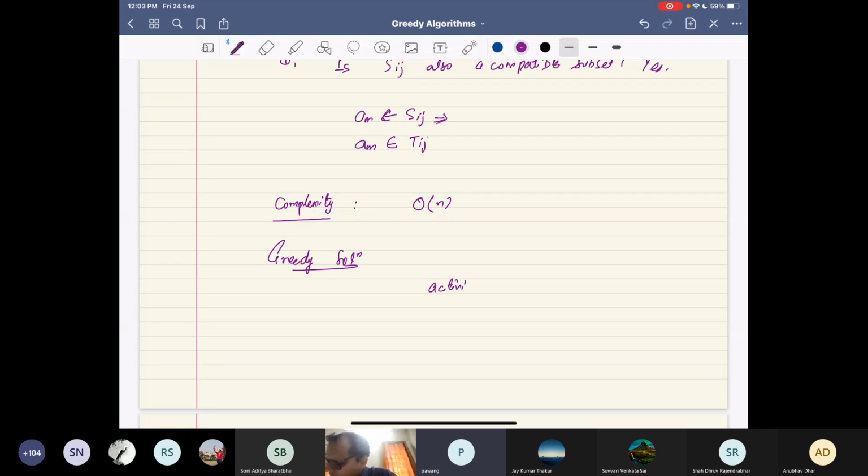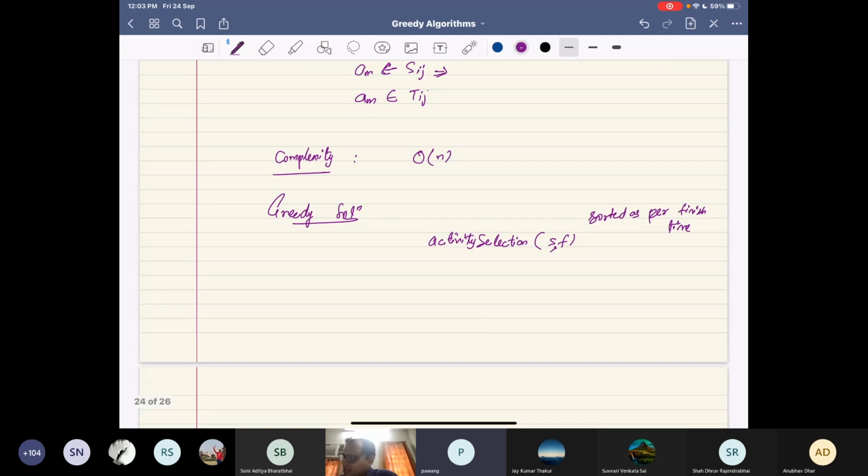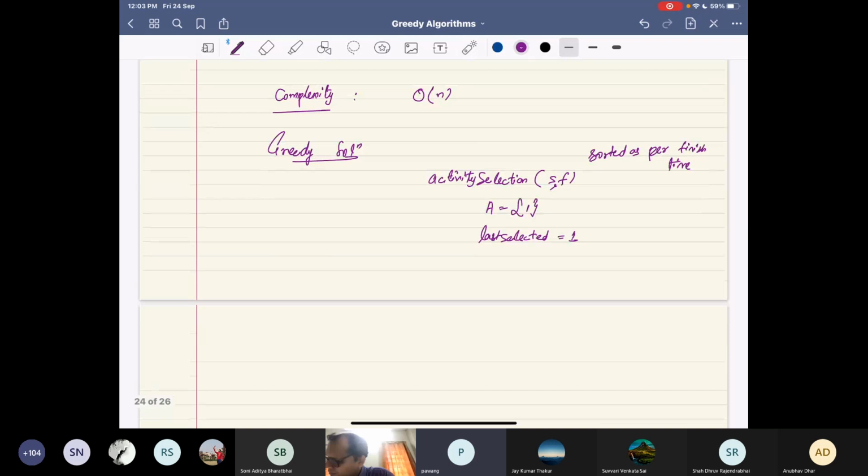So, activity selection. What is the input? You need the start and the finish time arrays, and we sort them as per finish time. Let's say you are storing your answer in A. You select activity 1 always, and you store last selected was 1. So that means 1 is selected now.